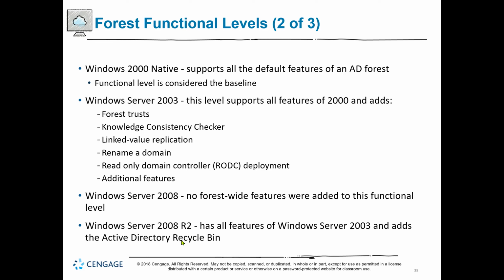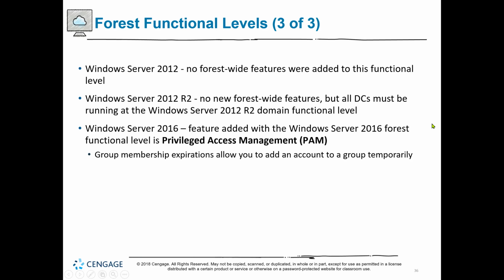So that's why you kept seeing it say, this cannot be turned on unless you have 2008 R2 or higher. That's why. Windows Server 2012, no forest-wide features were added to this functional level. R2, no new forest-wide features, but all DCs must be running Windows Server 2012 R2 domain functional level. And then it's 2016 feature added. The Windows Server 2016 forest functional level is privileged access management. Group membership expiration allows you to add an account to a group temporarily.